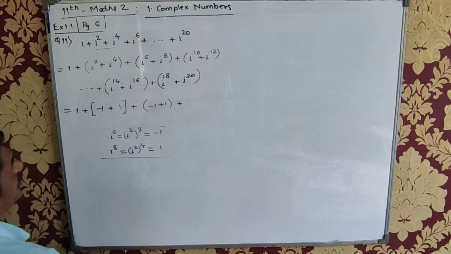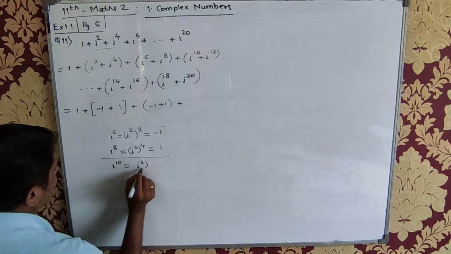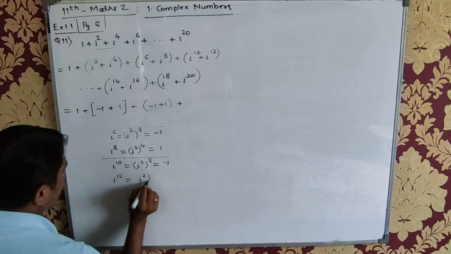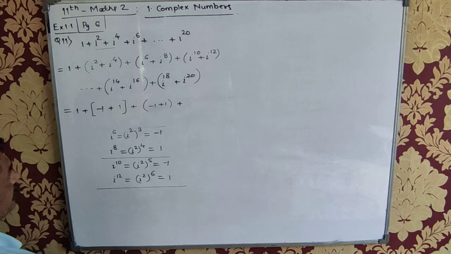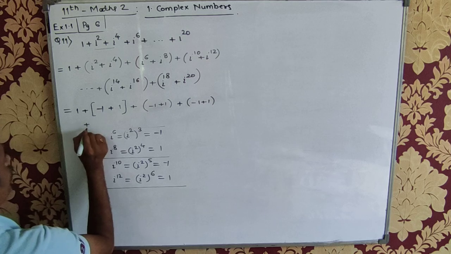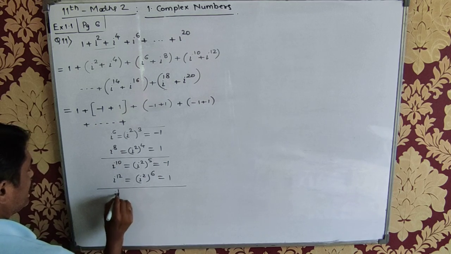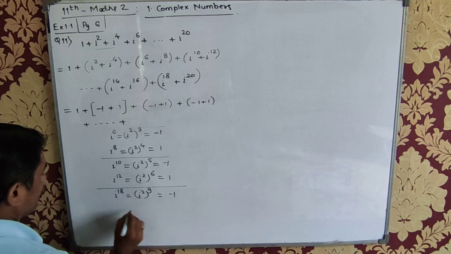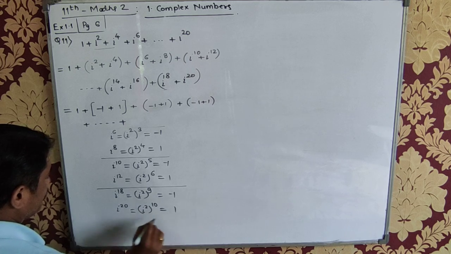You can check it for i raised to 10. i raised to 10 is i square raised to 5, minus. i raised to 12 is i square raised to 6, plus 1. This is again minus 1 plus 1, and likewise this will go on and on. Let me check it for the last bracket. i raised to 18 is i square raised to 9, minus 1. And i raised to 20 is i square raised to 10, that is plus 1.